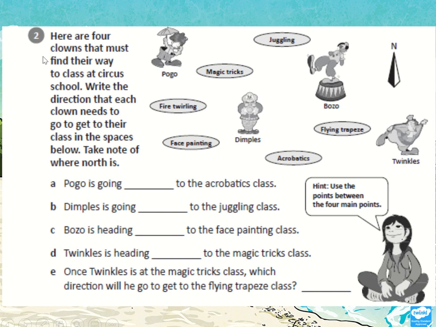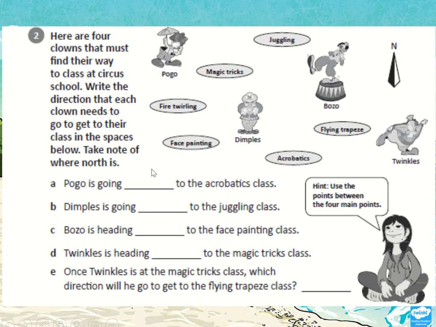Here are 4 clowns that must find their way to class at circus school. Write the direction that each clown needs to get to their class in the spaces below. Take note of where north is. So Pongo is going, so there's Pongo. Have a look at where people are. Oh, look, north. Oh, there's a hint. That's important. Hint, use the points between the 4 main points. Also, you may need to use your northeast or southeast, etc.